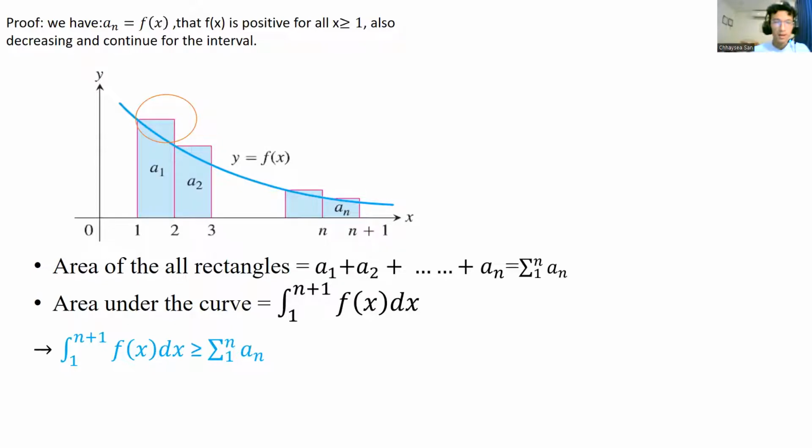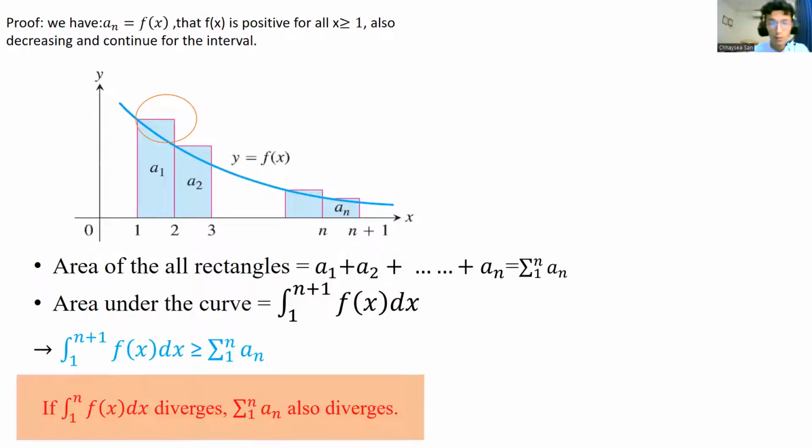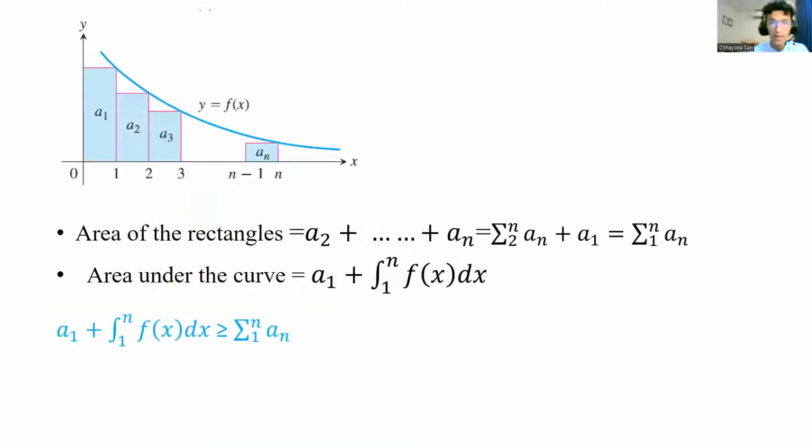So now let's think about that. If the area is smaller, the integral, the smaller thing, is convergent or divergent. It means that the bigger thing also follows the smaller thing. So this means that if the smaller thing is convergent, the bigger thing is also convergent, and if the smaller thing is divergent, the bigger thing is also divergent. So we can say that if the integral from 1 to n of f(x) dx is divergent, the series is also divergent.